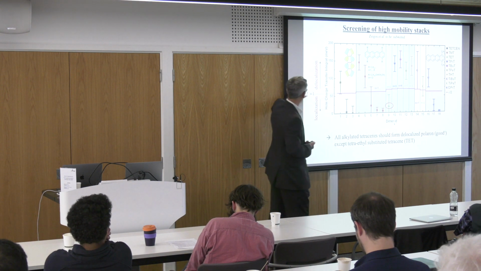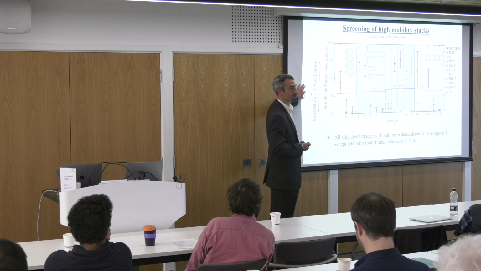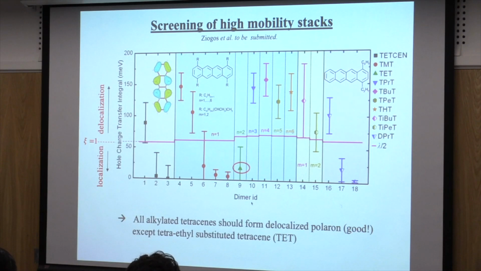And the threshold is this psi. I don't know whether you still remember. This is twice the coupling over the reorganization energy. Now, if this is 1, then you're at the threshold between small polaron and delocalized polaron transport. So for a compound to have delocalized polarons, this quantity should really be above that line.